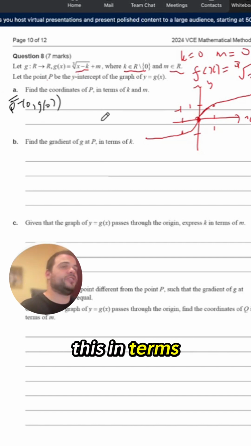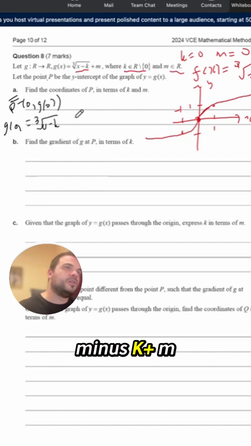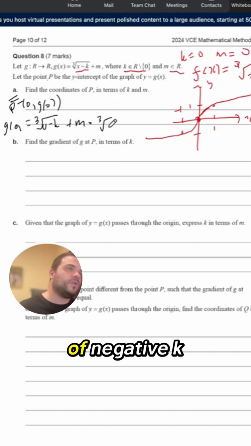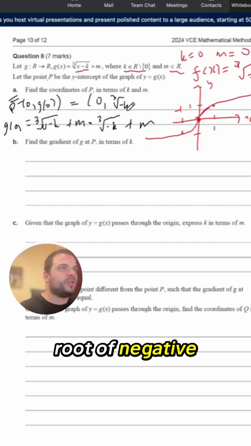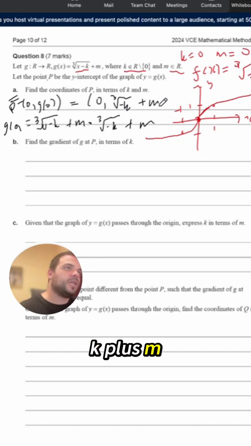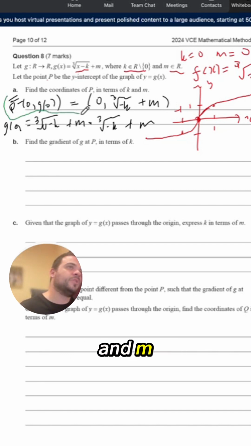Now we have to find this in terms of k and m. So we have to evaluate g of 0. So we get g of 0 is the cube root of 0 minus k plus m, which is just the cube root of negative k plus m. So our point P is 0, cube root of negative k plus m, and that is the answer to this question. That is the point P, the y-intercept, in terms of k and m.